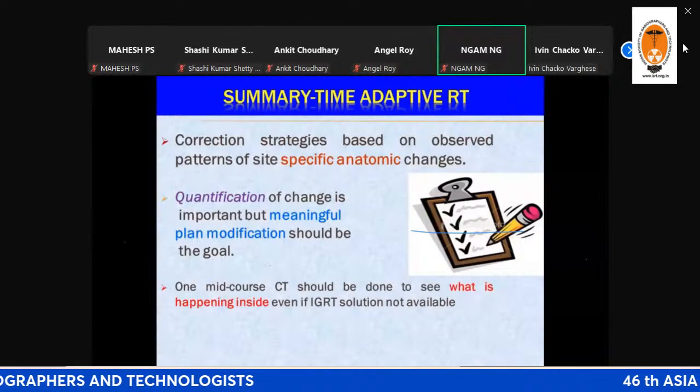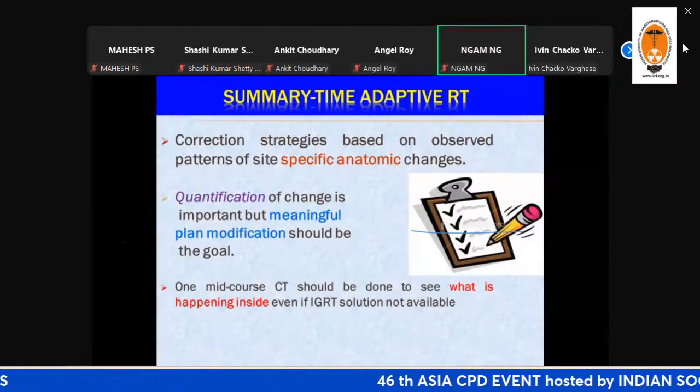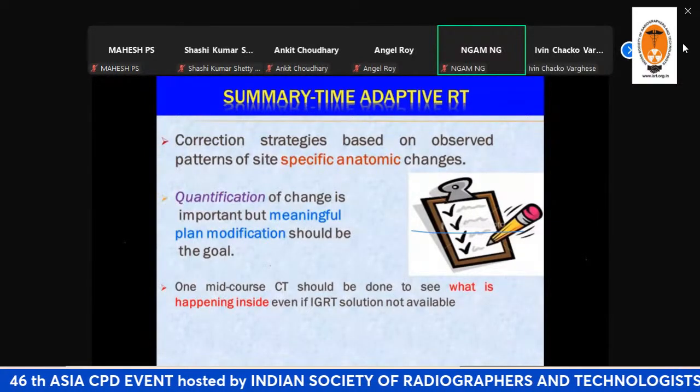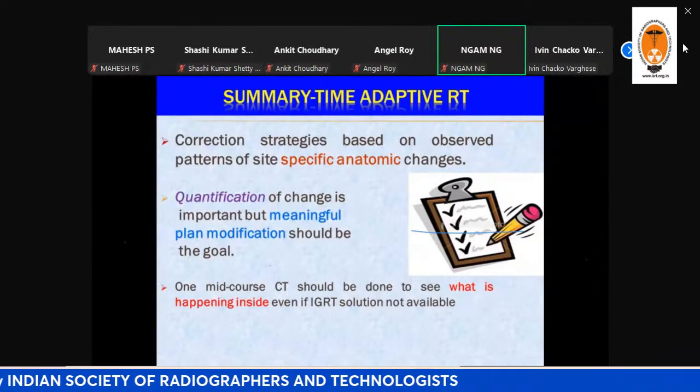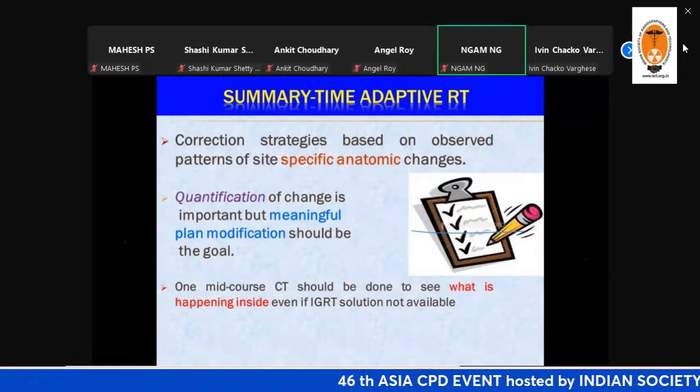So if we summarize adaptive radiotherapy, strategies based on observed patterns of site-specific anatomical change have to be observed. Quantification of change is important, but meaningful plan modification should be the goal. It is not that we should go randomly applying it to all patients, but there should be a meaningful way to do it. Meaningful means that we should have a set of protocols and rules on when to intervene. That's the best way to do it.